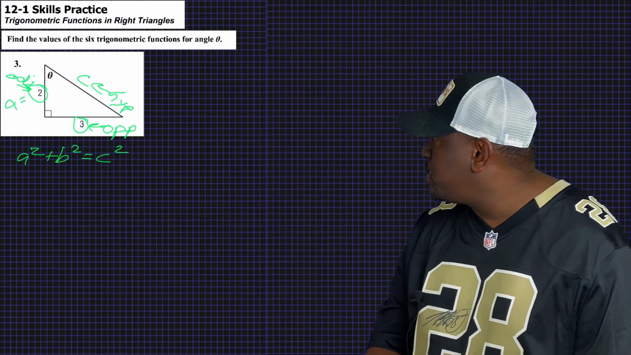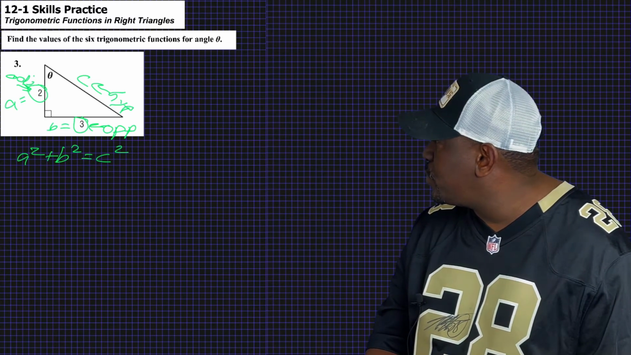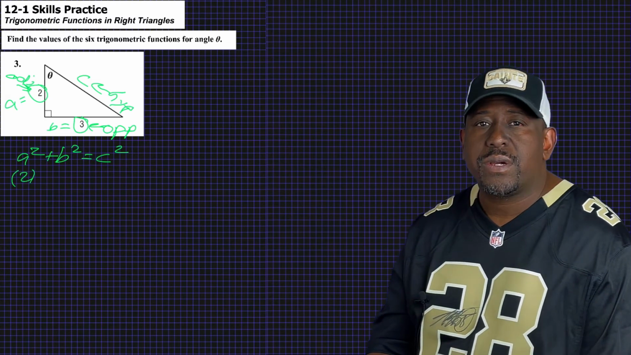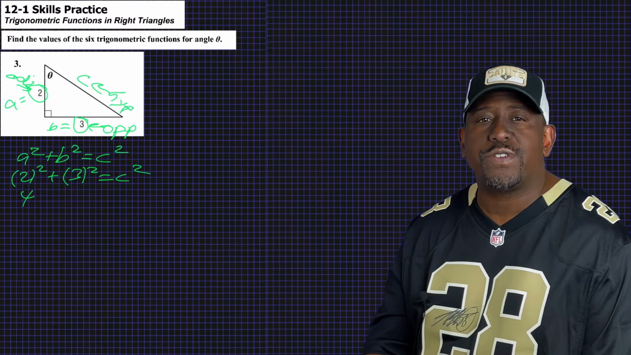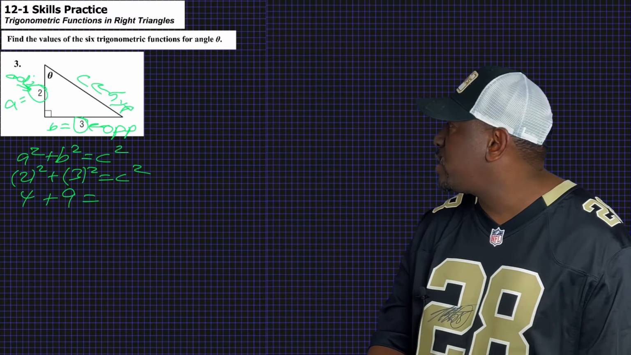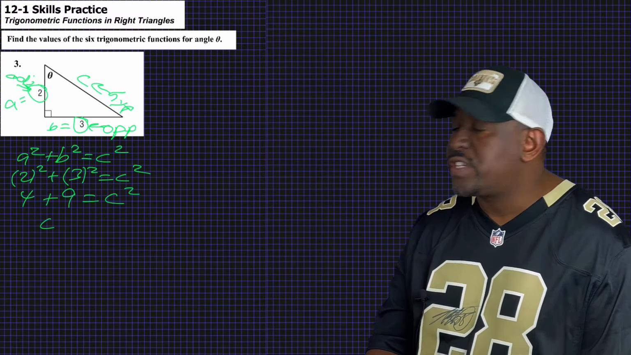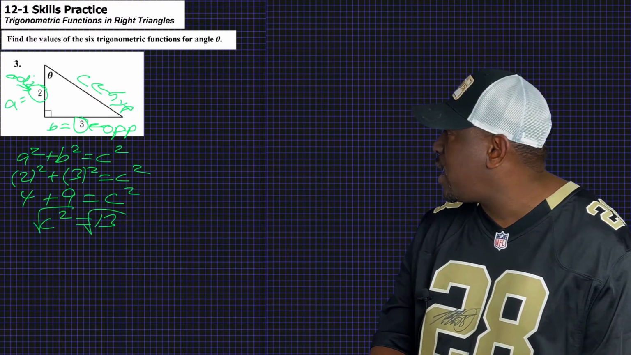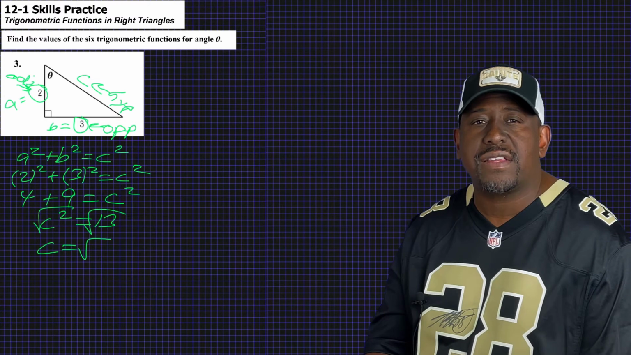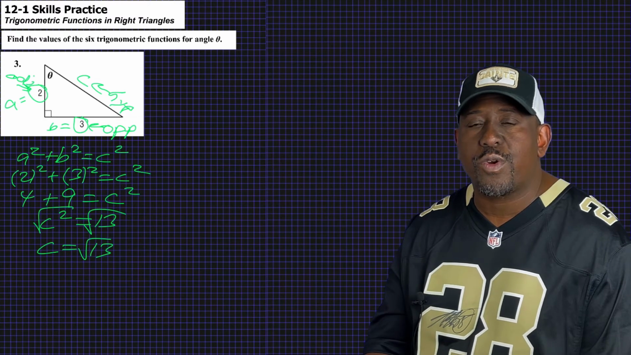In this problem, a is 2, so we put 2 squared plus b, which is 3, 3 squared equals c squared. 2 squared is 4, 3 squared is 9. So c squared will be equal to 13, which is the sum of 4 and 9. Take the square root of both sides, and c is equal to the square root of 13.